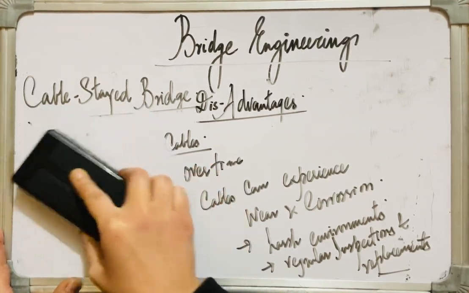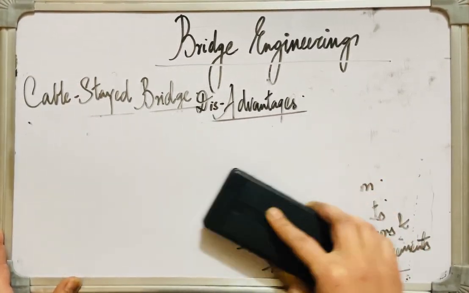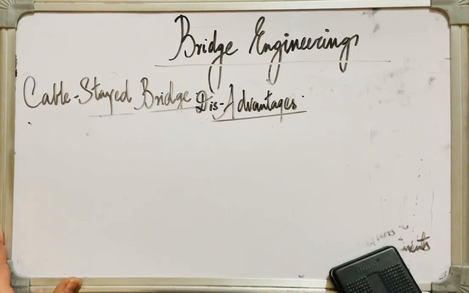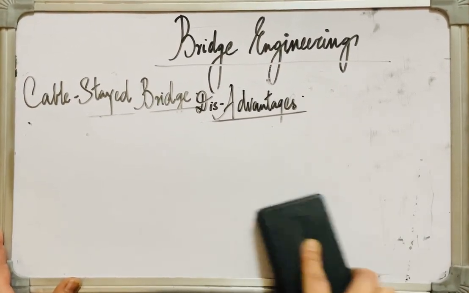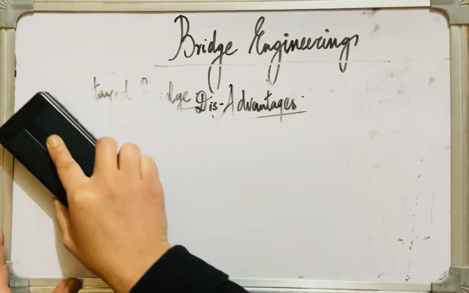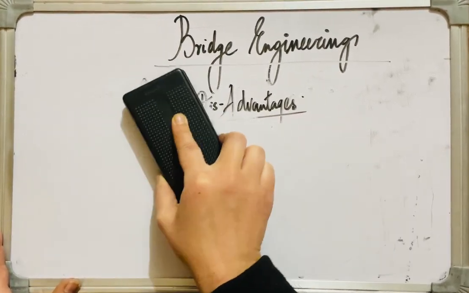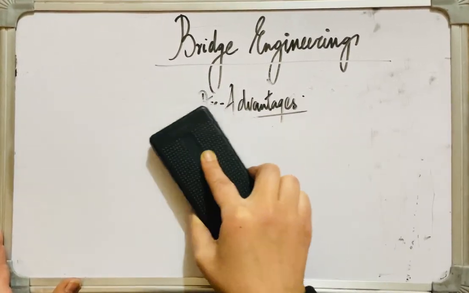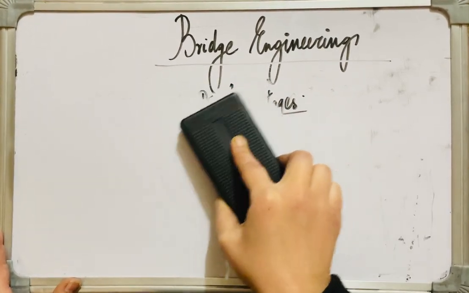So this was about the sixth basic form of bridges, the cable-stayed bridges, which we discussed in this video lecture. Now we have the last one to discuss, that is the tied arch bridge or a bowstring bridge, that we'll discuss in the next or the upcoming video lecture, God willing.